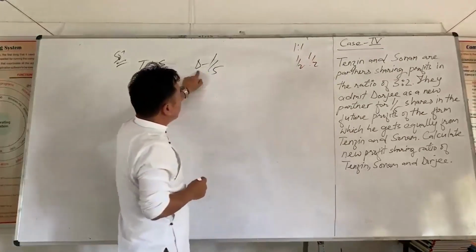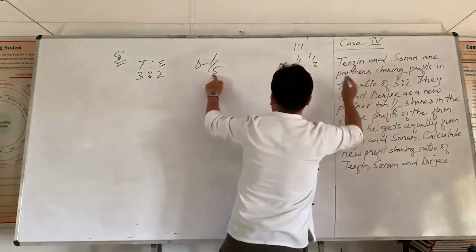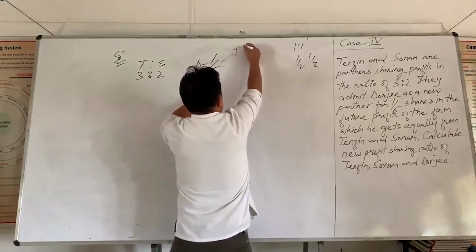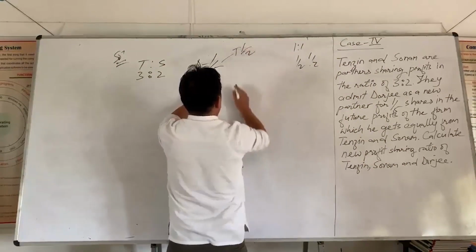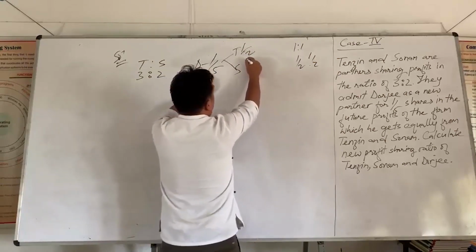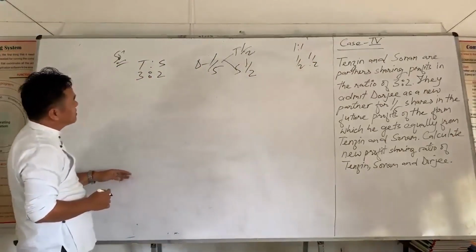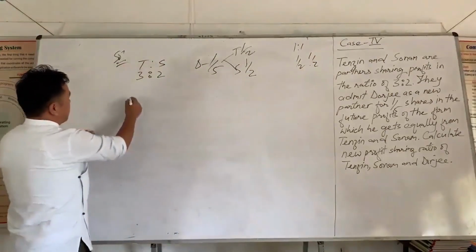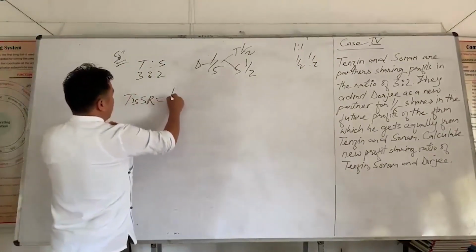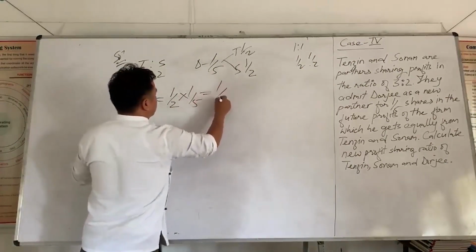So Dorje gets 1/5 equally from whom? Equally from Tenzin and Sonam, which means Tenzin sacrifices 1/2 of the 1/5 and Sonam sacrifices again half of the 1/5. By doing so, we will get the sacrifice ratio of Tenzin and Sonam. Now, T's sacrifice ratio is half of the 1/5. So here we got 1/10.